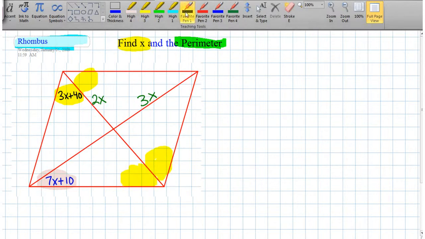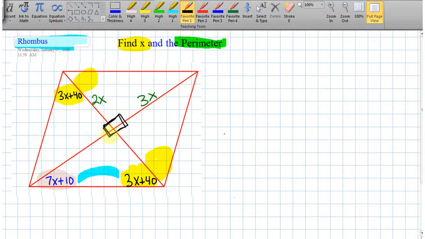And like I just said, the diagonals bisect each angle. So, in other words, I can rewrite an expression for that angle down below, that is 3x plus 40. Well, somehow these two angles are connected. And how are they connected? Well, think about how the diagonals interact with one another.